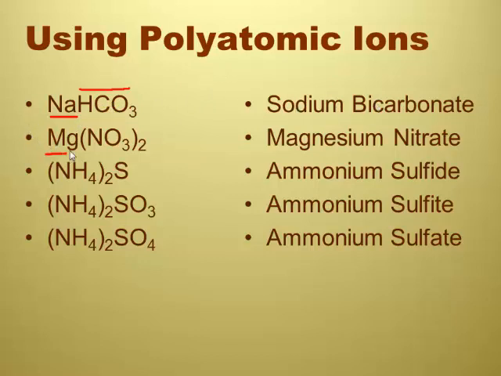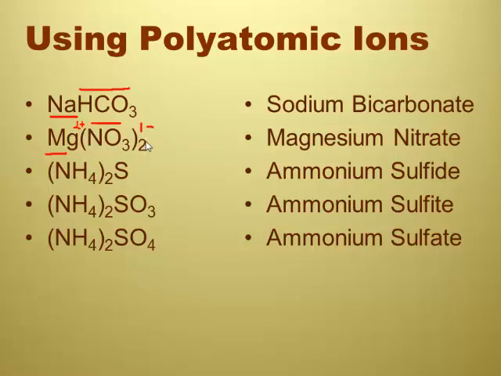Magnesium and nitrate, we call magnesium nitrate. Hey, how come there are two of them, Mr. Kane? Well, nitrate has a 1- charge. There's only one magnesium, but magnesium always has a 2+ charge. So in order to make it neutral, meaning adding up to be 0, we need two nitrates.